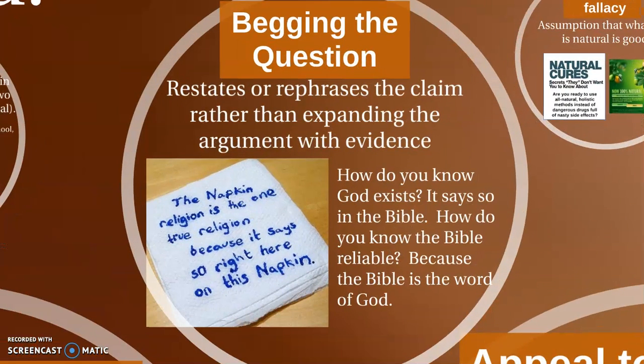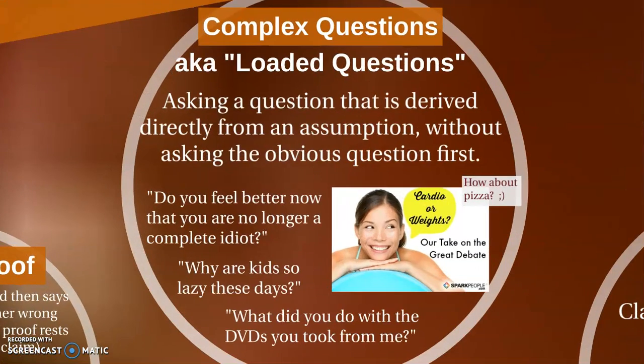Begging the question, or circular reasoning, is another type of fallacy in which the original argument simply restates or rephrases the claim in a different way. It doesn't actually give any evidence or support. So in this example, the napkin religion is the one true religion because it says so right here on this napkin. You can see how that's circular reasoning, right? It doesn't actually go anywhere. It just goes around and around in circles, and it doesn't actually provide any evidence or support to prove this claim as true.